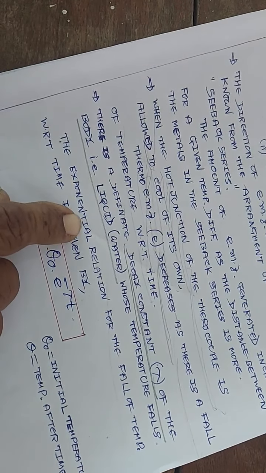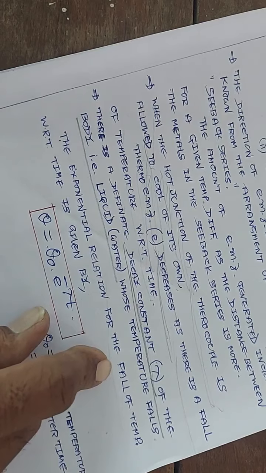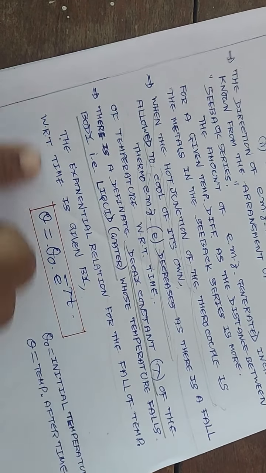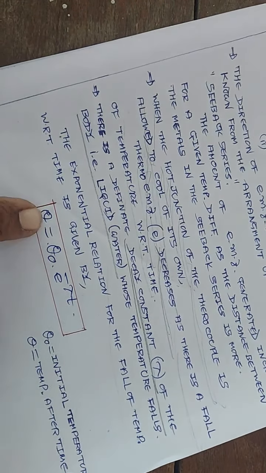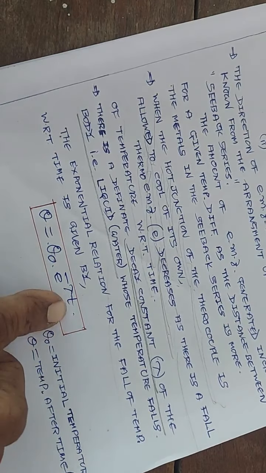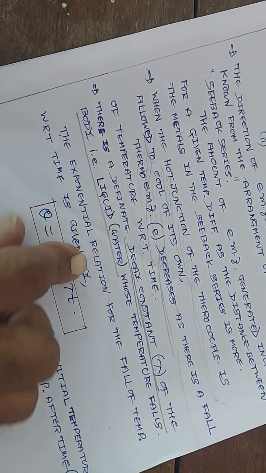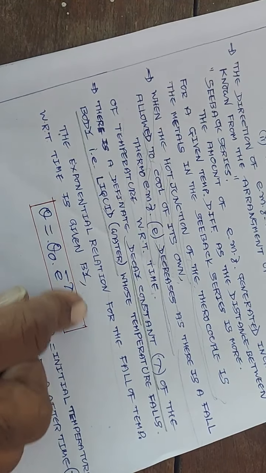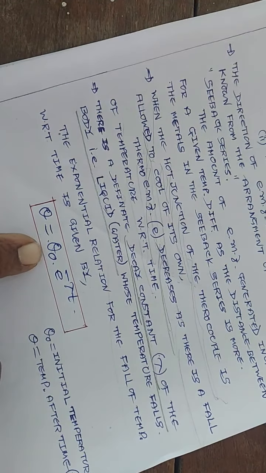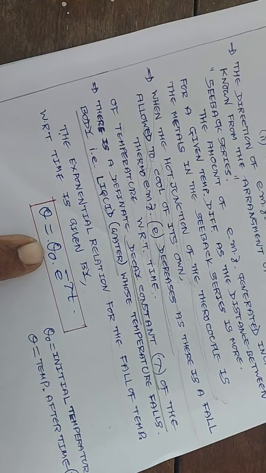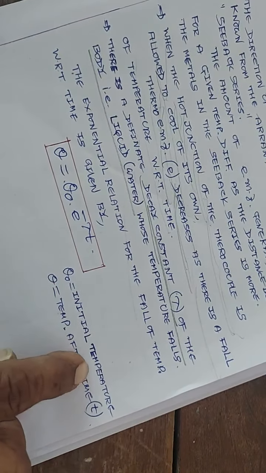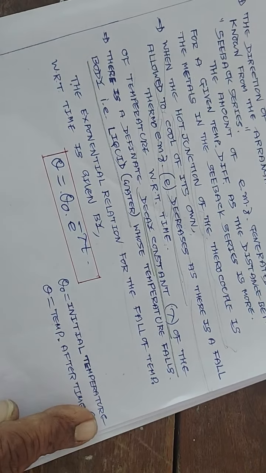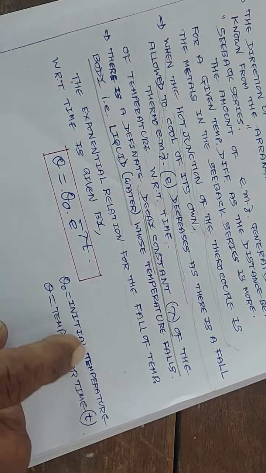Now the exponential relation for the fall of temperature of a water body with respect to time is given by theta equals theta 0 e raised to minus lambda t. What is theta 0? Theta 0 is the initial temperature of the water.